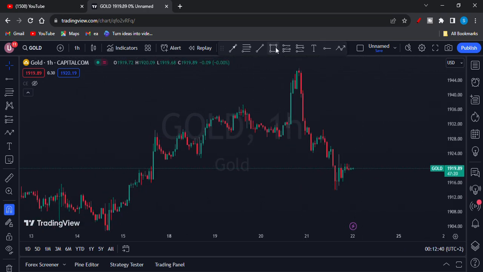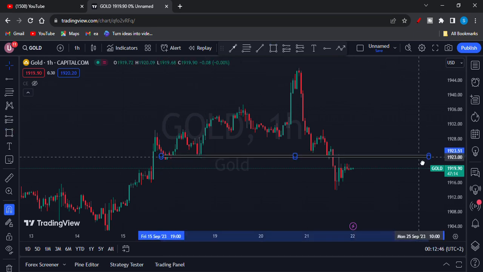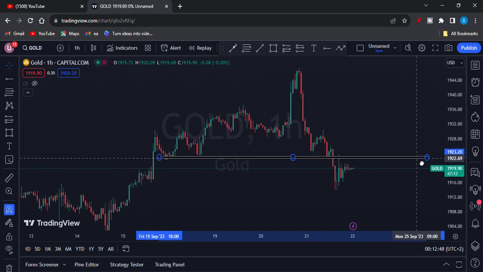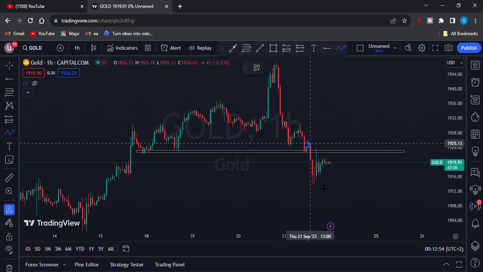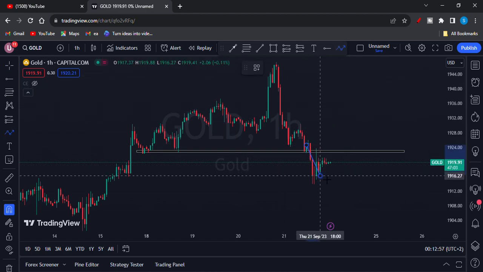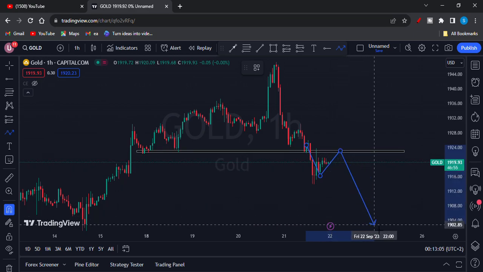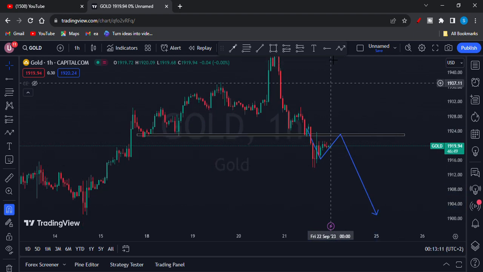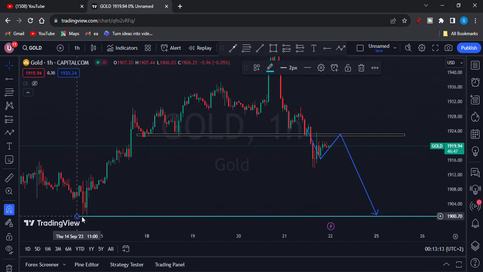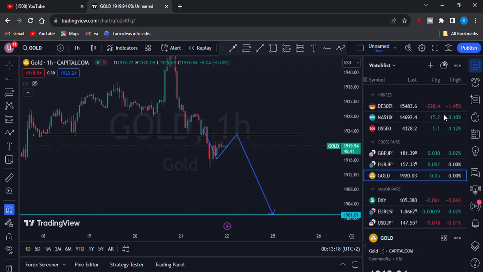So on the hourly, we have this support area right there. Okay, so seems like now we broke this support area, and then seems like we're coming to retest this former support area now being a resistance, and now we're going to push to the downside, potentially up to there. So that's my analysis for gold at the moment.